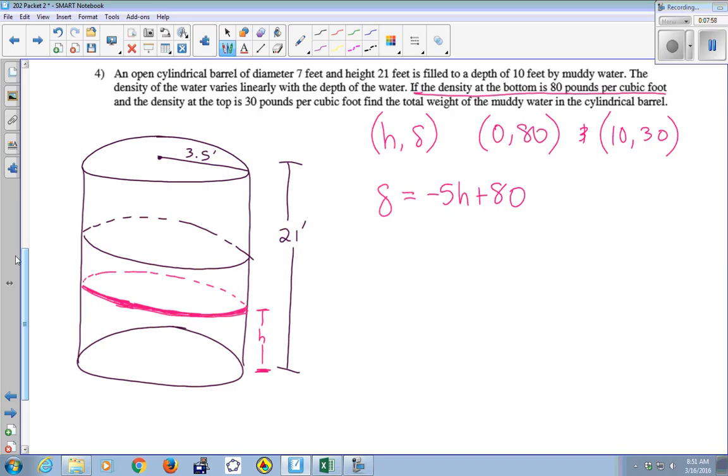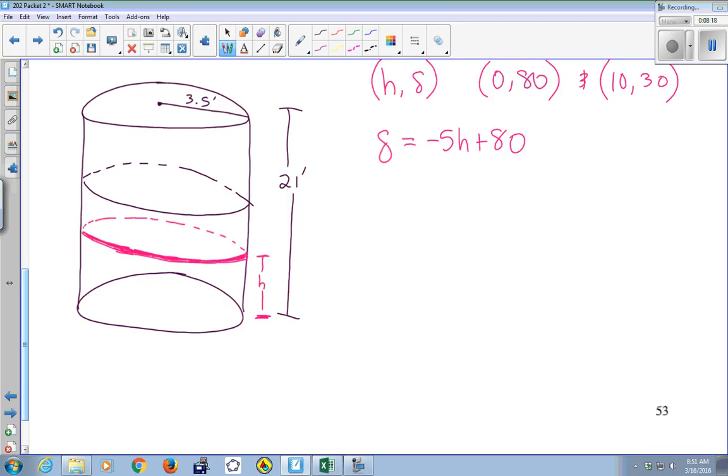So now I know at any given height h, I could calculate the density of the mud in the water. So my question is to find the total weight of the muddy water in the cylindrical barrel. How much total weight is there in this 10 feet of muddy water?